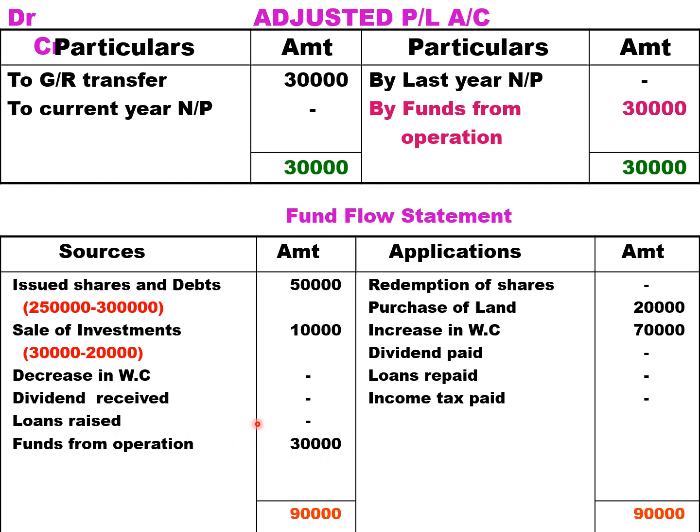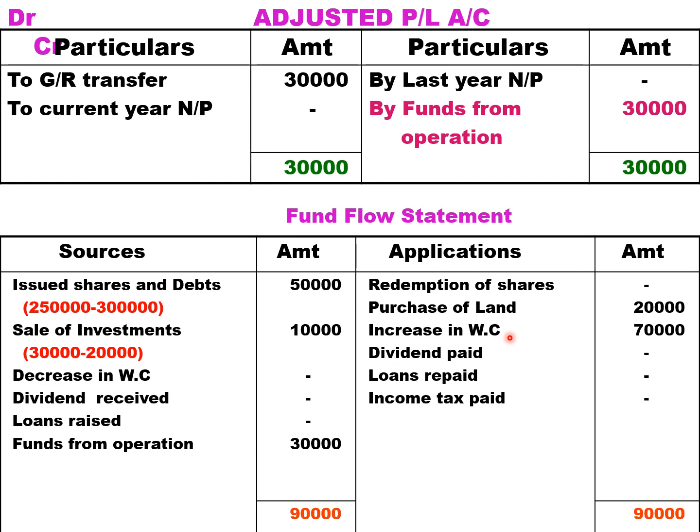So remaining it's dash because loans are not borrowed, dividends are not received. We don't have decrease in working capital as per the format of FFS. So these are the 6 items that come in FFS in the sources side: issue of shares and debentures, sale of asset, decrease in working capital, dividend received, loan raised and FFO. So we have only 3: issue of shares 50,000, sale of investment 10,000 and FFO 30,000.